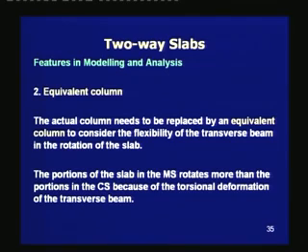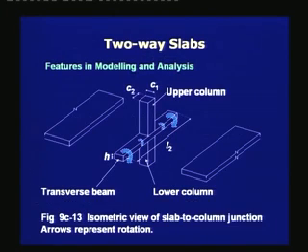Second is the concept of equivalent column. The actual column needs to be replaced by an equivalent column to consider the flexibility of the transverse beam in the rotation of the slab. The portions of the slab in the middle strip rotate more than the portions in the column strip because of the torsional deformation of the transverse beam. Let us understand this by a sketch.